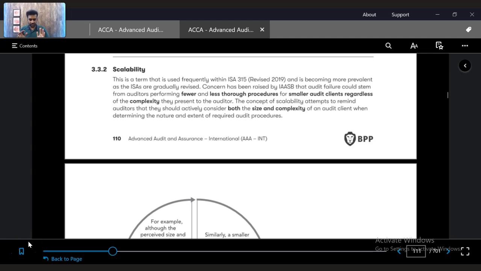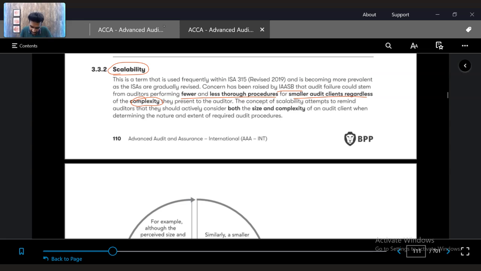Now there are simple specific terms that ISA 315 talks about when it comes to risk assessment procedures. The number one is scalability. Over the past few years, concerns have been raised by IAASB that auditors are performing fewer procedures for smaller clients. Even though the complexity of those smaller clients could be very high, they consider them small and unregulated, so they perform only a lesser amount of procedures.